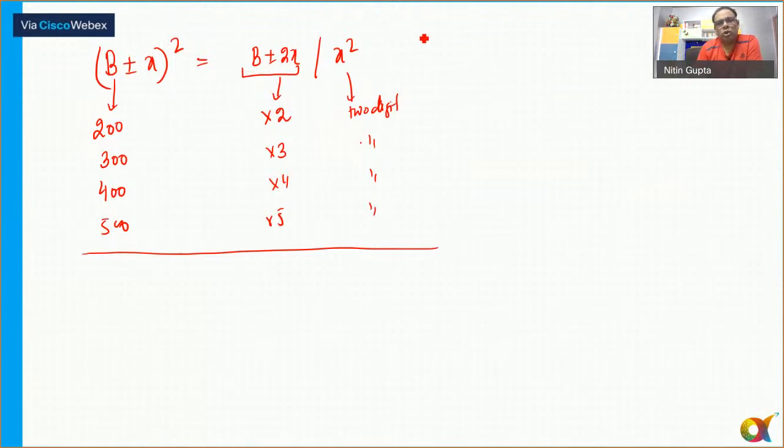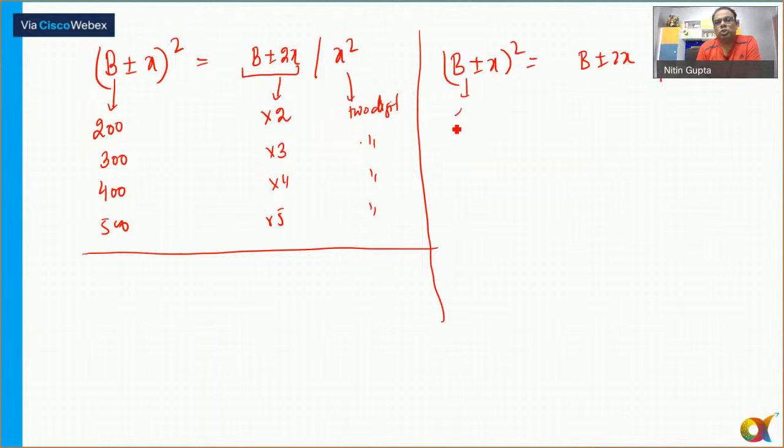You can also work on a base of 2000, 3000. Similar logic. Like if I say (b plus minus x) whole square. Last part is x square, first part is b plus minus 2x. If I'm working on a base of 2000, the last part will be nothing but a 3-digit number. That is important.